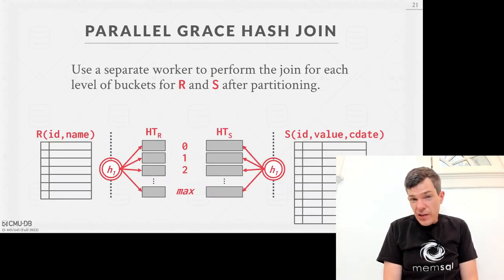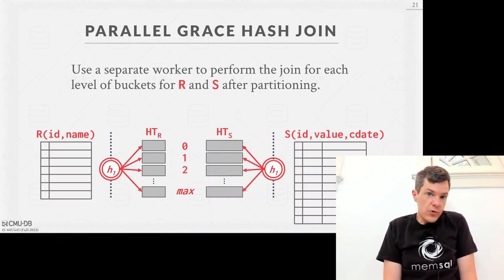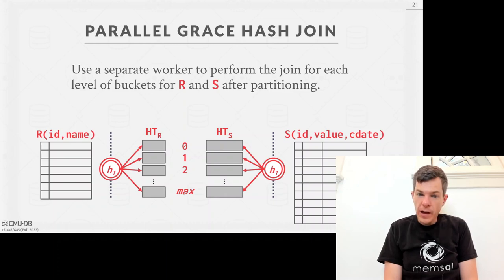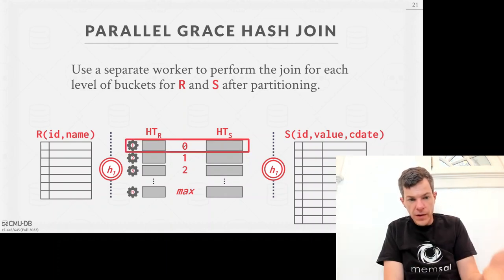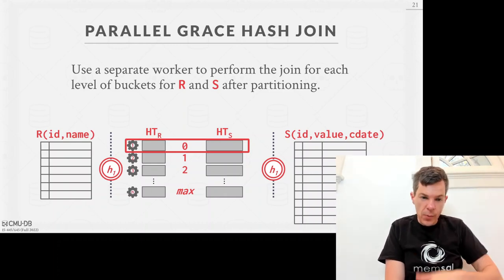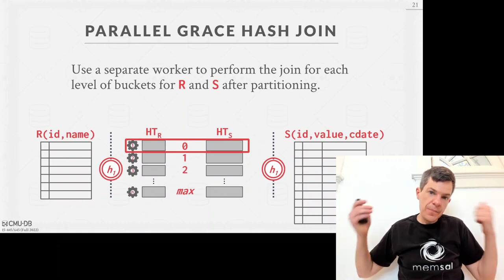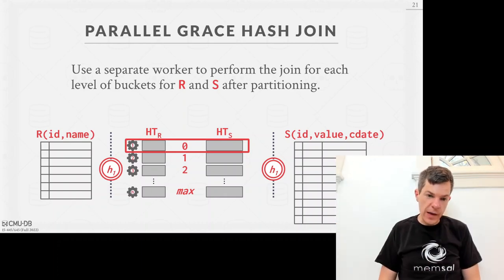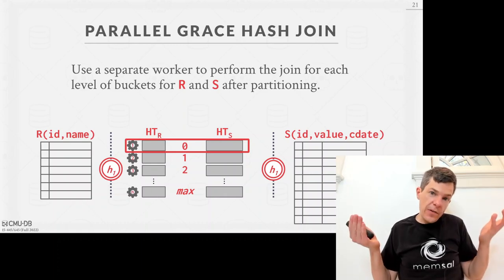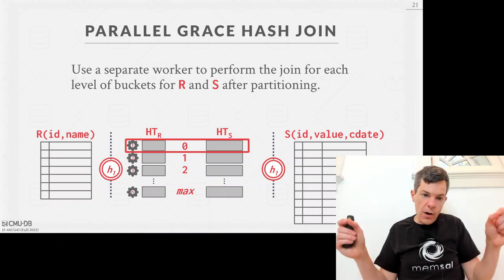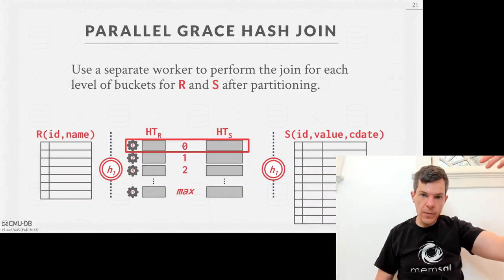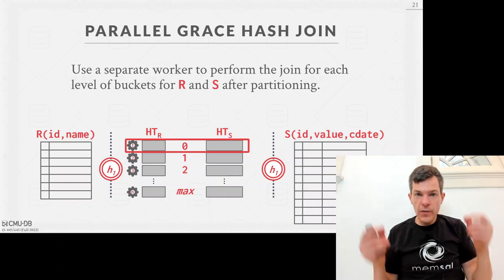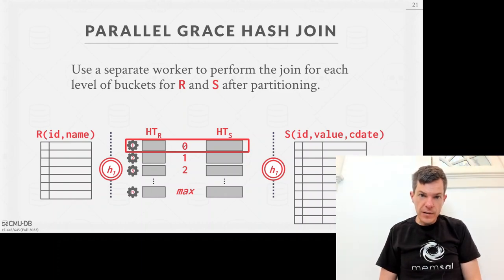So it's easy to conceptualize how to do parallel versions of all the algorithms we talked about so far. I just want to show at a high level how you would do this for the parallel hash join. We talked about before that you would have this first phase where the build side and the probe side are both going to scan through the data, hash it, and write the tuples into buckets based on the hash key, right? An easy way to parallelize this would be, for each level of buckets, to have another worker responsible for taking the build side and probe side and either doing the nested loop join if it's in memory, or building a hash table on the build side and then probing on the right side, right? So each worker could be doing this for a distinct level of buckets in parallel.